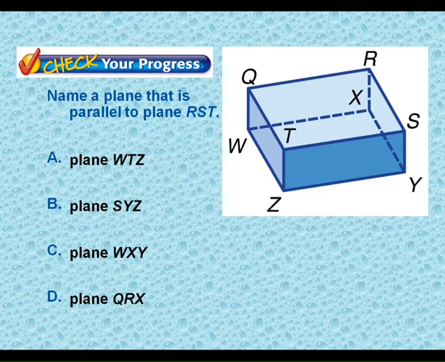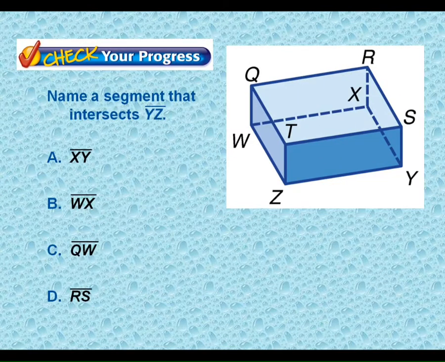So again, in a different figure, a plane that's parallel to RST. Would that be A, B, C, or D? Without me highlighting them here. Yeah, C, right? The plane WXY. The bottom of this box here is parallel to RST, the top one here. Those are parallel planes. Which of those segments intersects YZ? Well, that would be A, XY, right? YZ is this one here. XY would intersect at Y there.